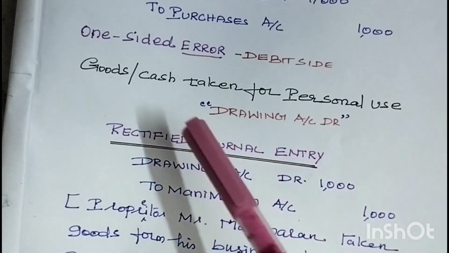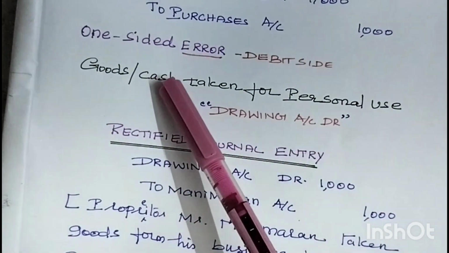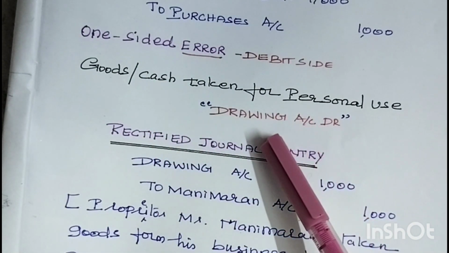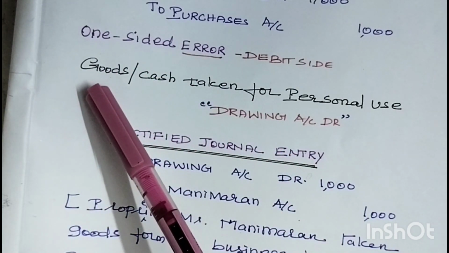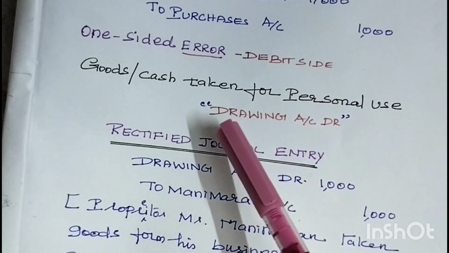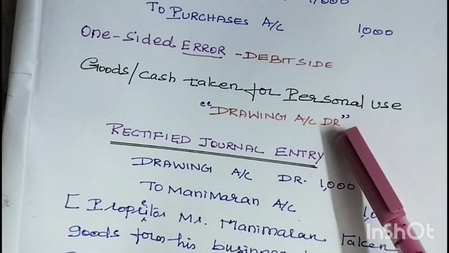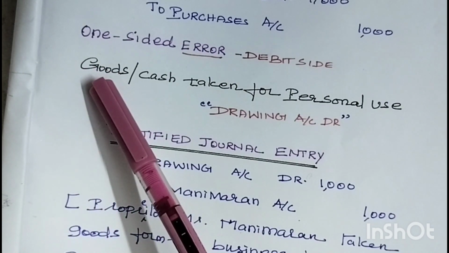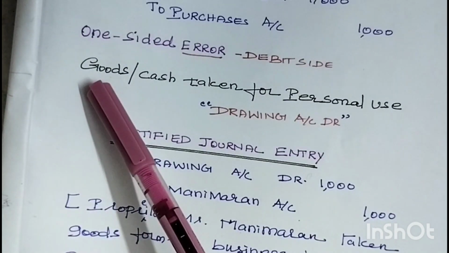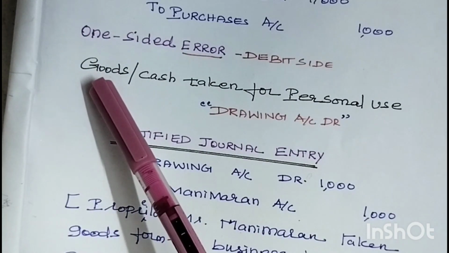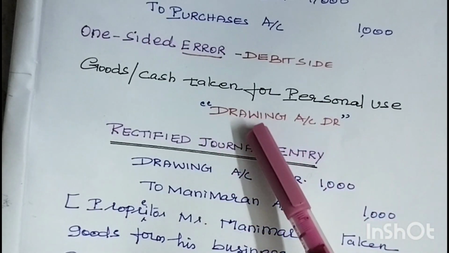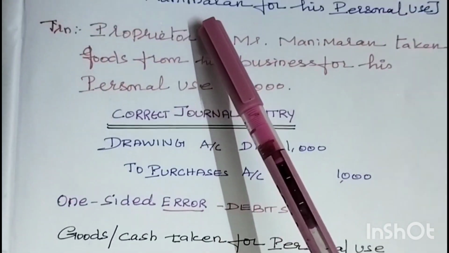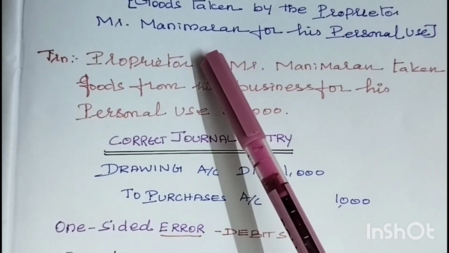Okay, here when you take cash for your personal use, you have to enter drawing account debtor to cash account. Whenever you take goods from your business for your personal use, the journal entry is drawing account debtor to goods. Instead of goods, you have to use the term purchases. So, drawing account debtor to purchases account. Do you understand?